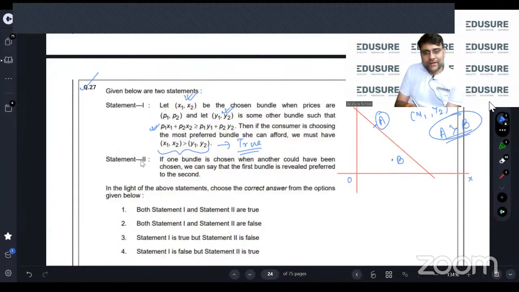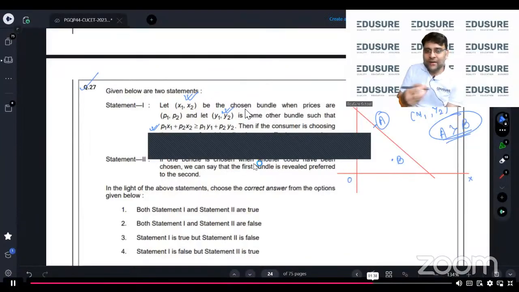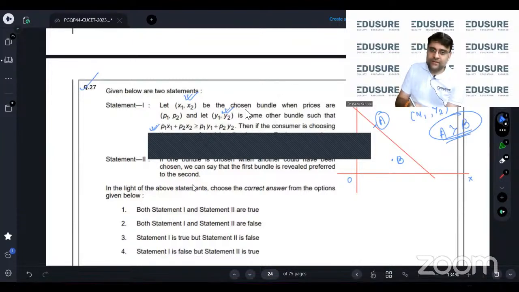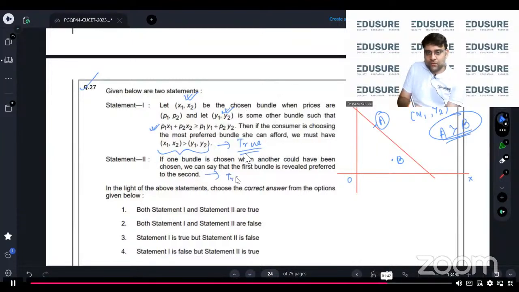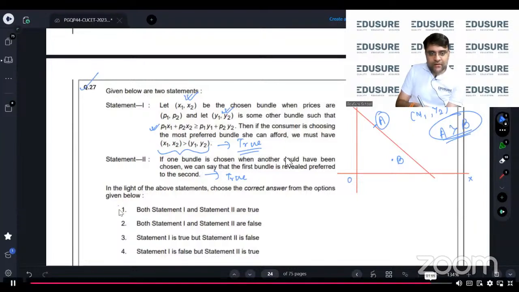Okay. Statement 2: if one bundle is chosen when another could have been chosen, we can say that the first bundle is revealed preferred to the second. Absolutely true. If one bundle is chosen when the other could have been affordable, then obviously the first bundle will be revealed preferred to the other. So both are true. Statement 1 and 2 both are true. A is the answer.